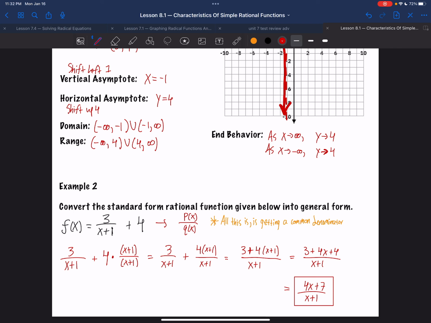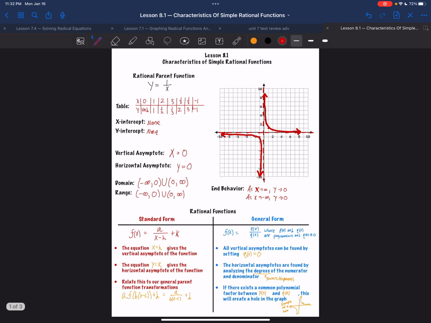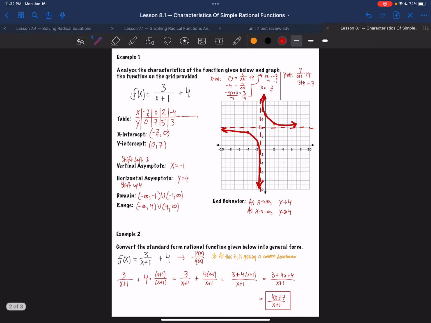So, yeah, okay. That's everything we needed to talk about for 8.1. I hope that wasn't too long. I think the information is pretty basic for now. I'll tell you, the unit's not basic. It's going to get a lot harder in 8.2. But for now, if you remember your parent function transformations, this ain't that bad.